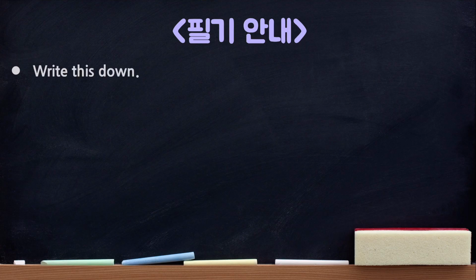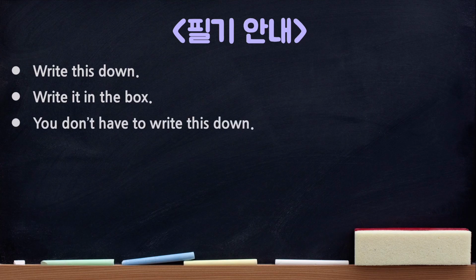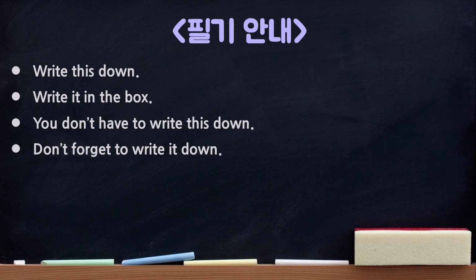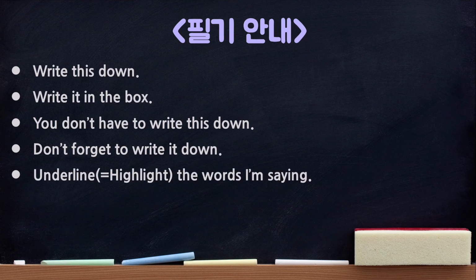Write this down. Write it in the box. You don't have to write this down. Don't forget to write it down. Underline the words I'm saying. Highlight the words I'm saying. Cross the word out.